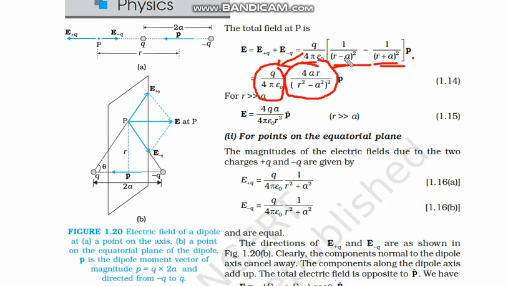You take one as negative and another as positive, so you apply the formula a plus b, a minus b, and then you get r square minus a square, to the power whole square. Now let us say r is much larger than a, that means a can be neglected. So 4qa, and in the denominator r to the power 4, which cancels out, and this formula comes in that case.